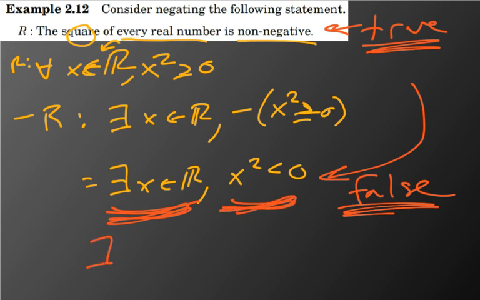You could say there exists x in C where x squared is less than 0. That's fine. That's the definition of most imaginary numbers, that they square to negatives. But you can't say that for real numbers. So we definitely negated it, because now the statement is false.